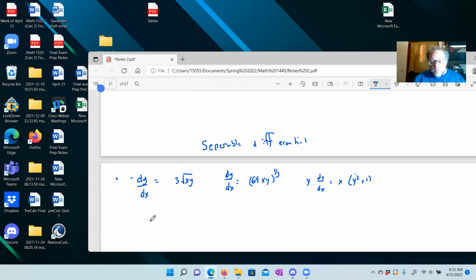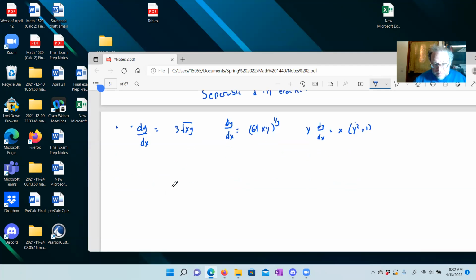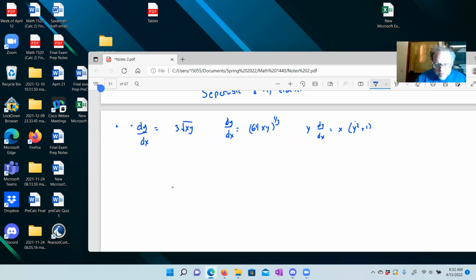So what I'm trying to do here, for this first one, is say, well, we have dy dx, and we have the square root of xy, so this is going to be equal to 3 square root of x times square root of y. We're allowed to do that. That's how square roots work. We'll turn it into a calculus problem by saying something clever like dy dx is equal to 3x to the 1/2 y to the 1/2.